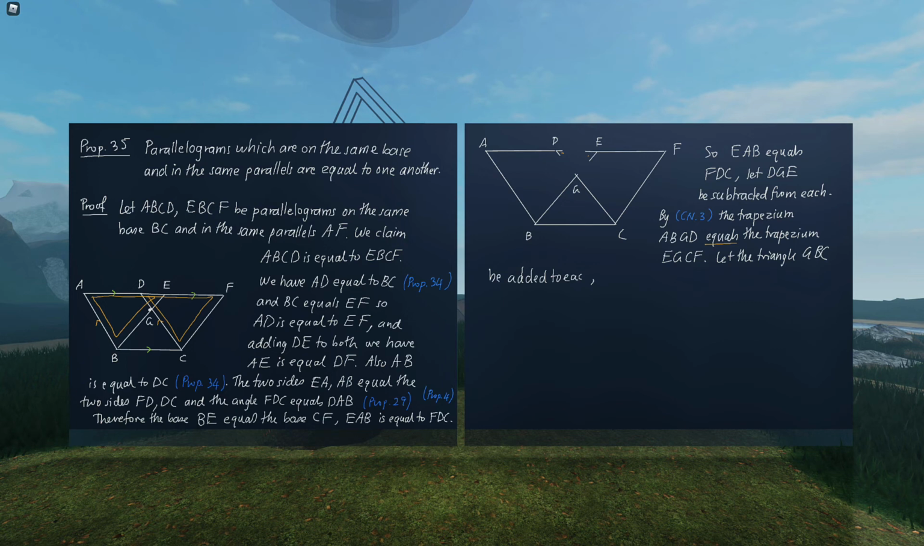This shows the parallelograms ABCD, which is obtained by adding this to this, and the parallelogram EFBC, which is obtained by adding that to that, have to be equal. Which is what we wanted to show.